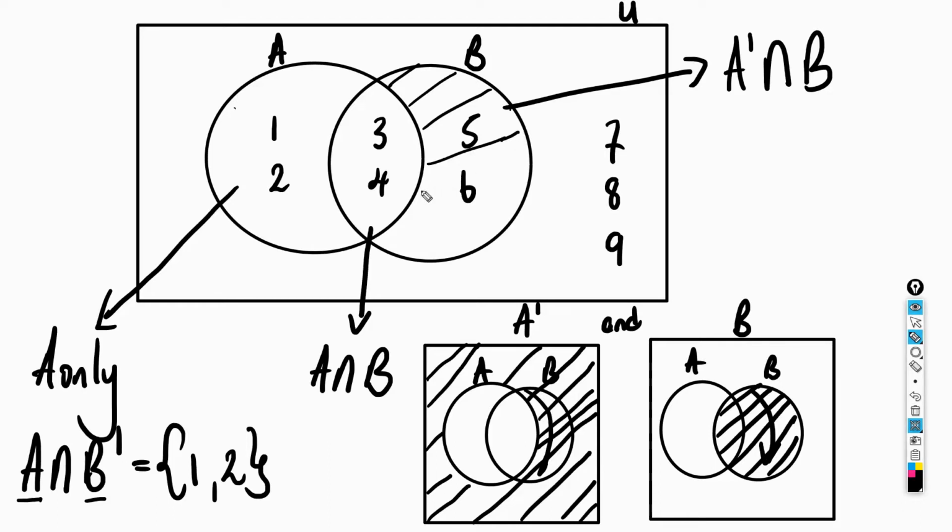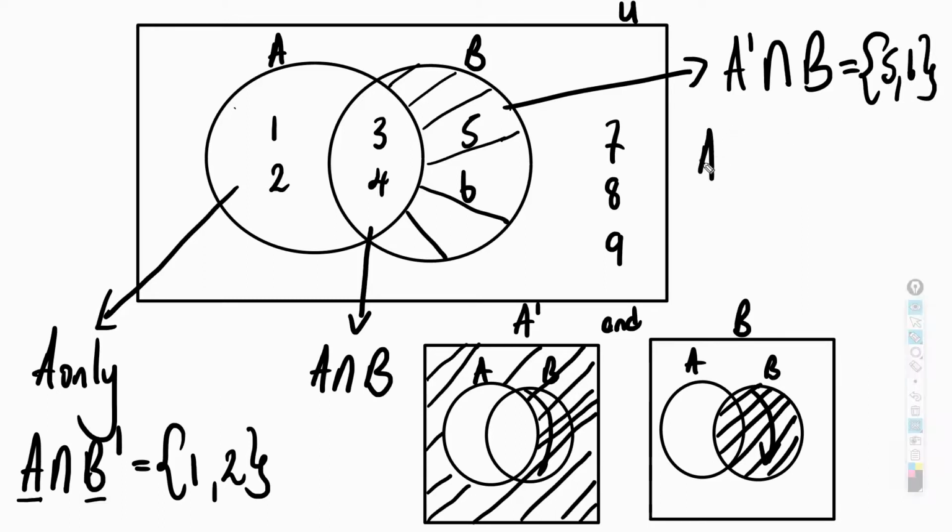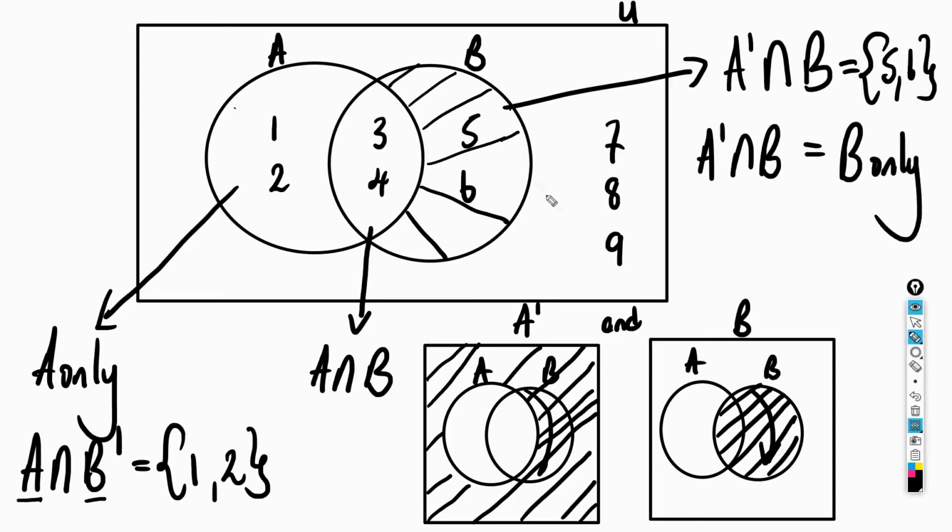All right, guys? So get used to that terminology for these sections. This part here with just B is B only, and it's 5 and 6. And A prime intersect B is equal to B only. That represents the numbers that are in B only, not in A and B, just B only.